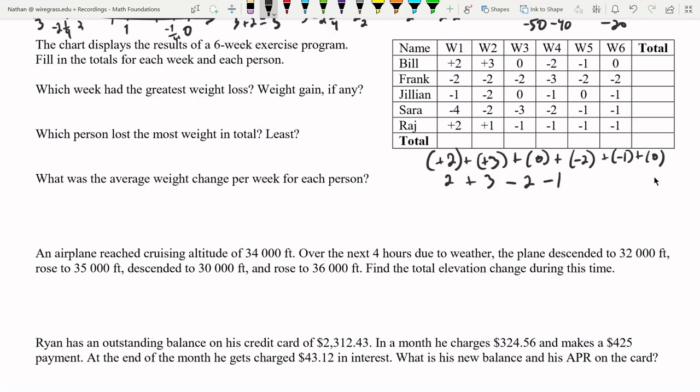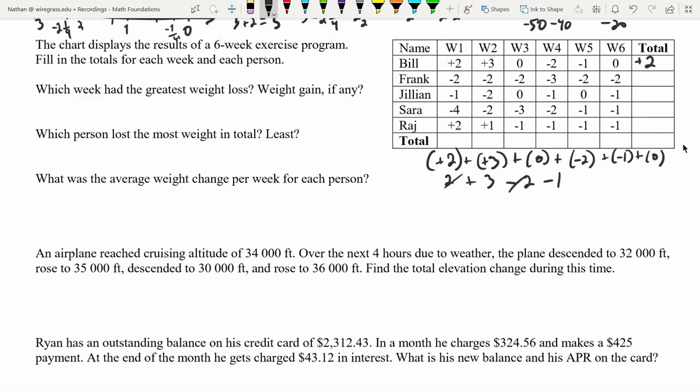So 2 plus 3 minus 2 minus 1. The 2 and the minus 2 cancel because 2 minus 2 is 0, so no reason to write it. We really just have 3 minus 1 is 2. You can, of course, just plug this into a calculator, go 2 plus 3 plus 0 minus 2 minus 1 plus 0, and you get 2. I should say plus 2 as a total.